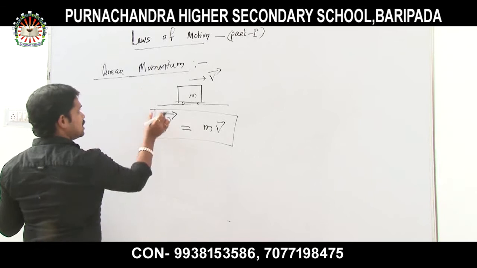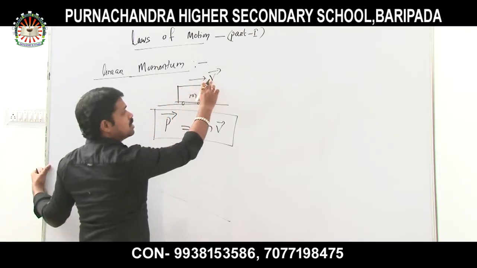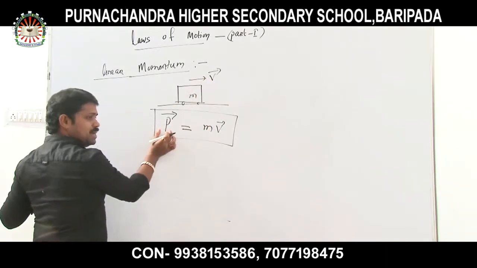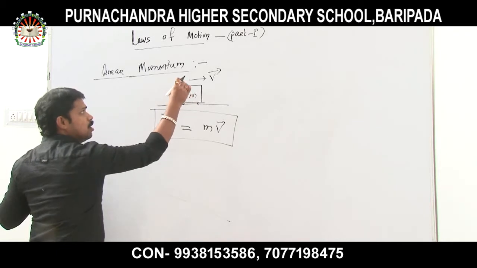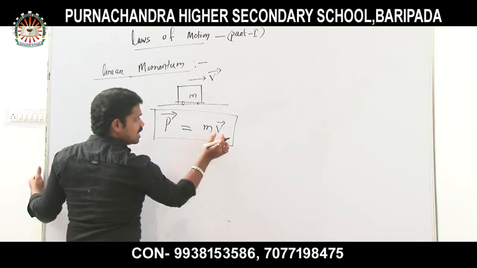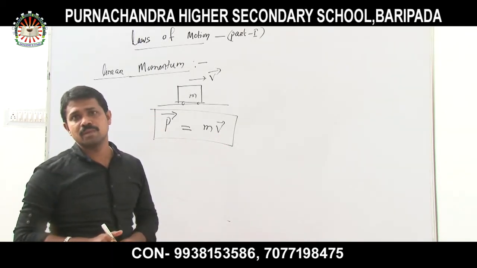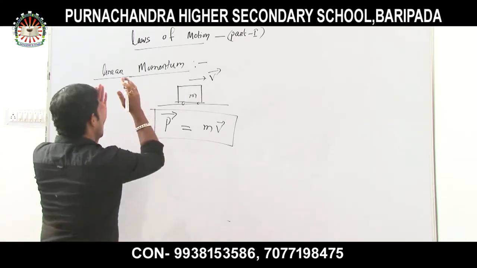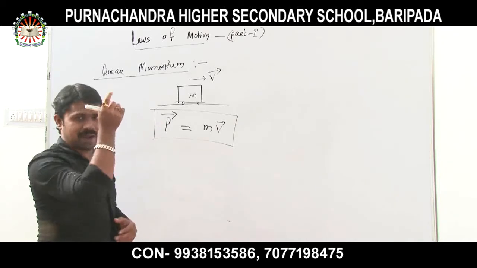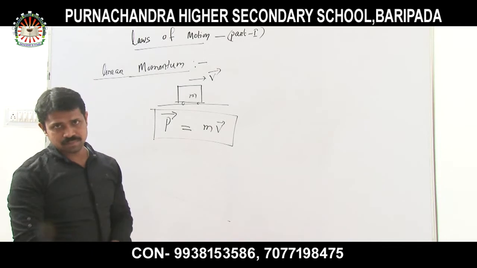Clear? So again I will repeat: if an object or body of mass m is moving with velocity v, then the momentum associated with that body is the product of mass and velocity. So p = mv. Clear, all of you? And this linear momentum is a vector quantity. Listen very carefully: linear momentum is a vector quantity. It has a magnitude and also a direction.